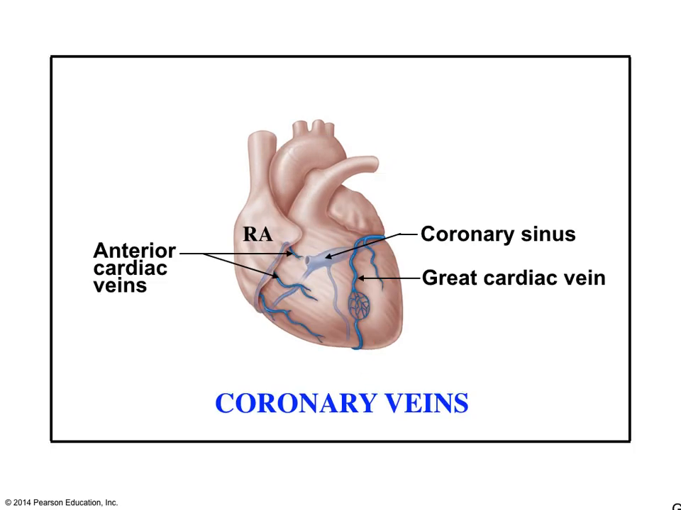Coronary veins, which ultimately drain into the right atrium, include the largest of all of the coronary veins, called the coronary sinus. There's also a middle and great cardiac vein, and also two smaller anterior cardiac veins.